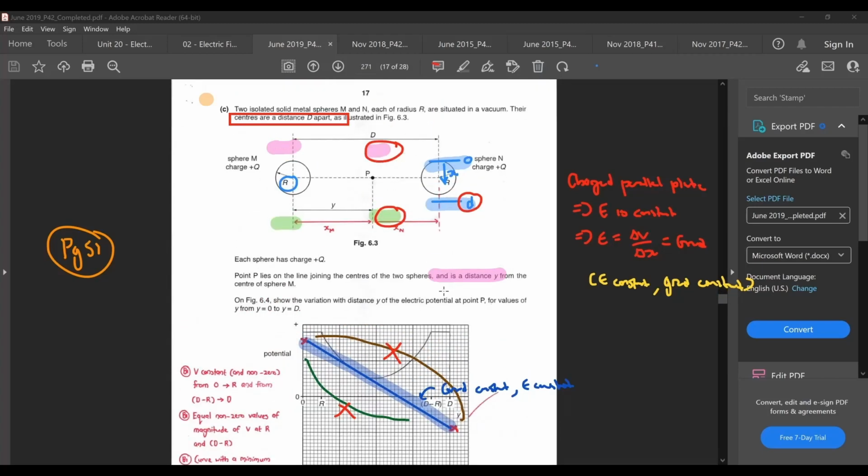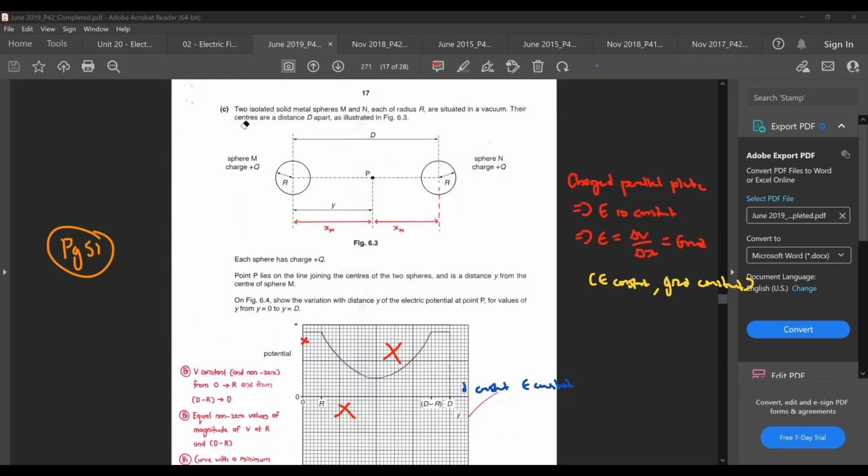Okay, so this is how you draw your variation of electric potential with distance for charged parallel plate. Then you move on to the other question, part C. So let me just clear off everything here.